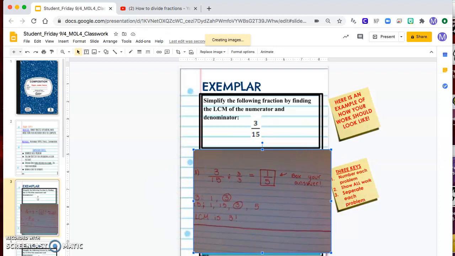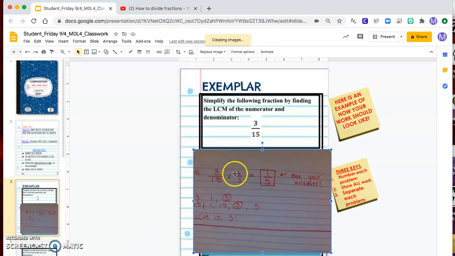So a few things that I did here. I numbered the problem, I boxed my answer, and then I drew a line to separate between number 1 and then number 2. Obviously I didn't do number 2 yet because like I said, just take pictures as you go, alright? Now, a few things that I want to explain real quick about my work so this doesn't confuse you.